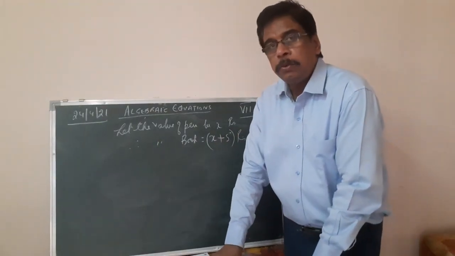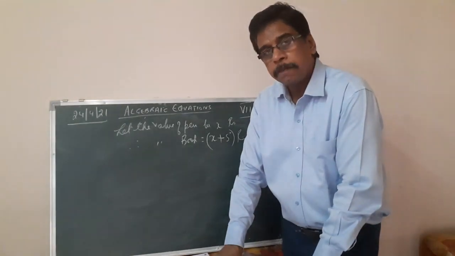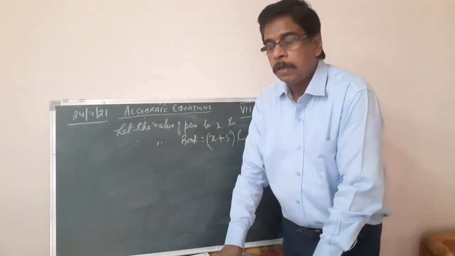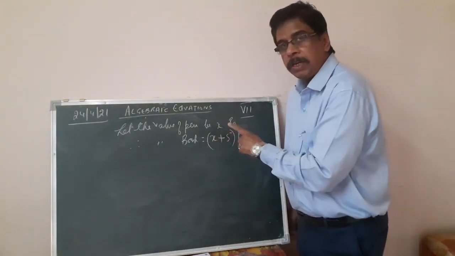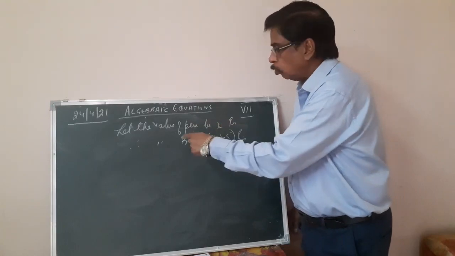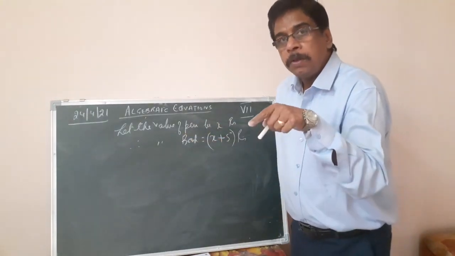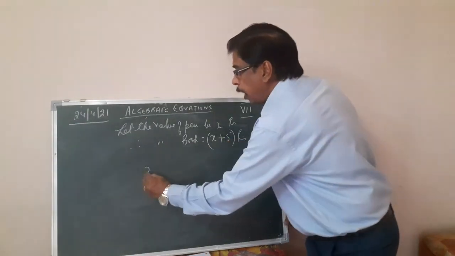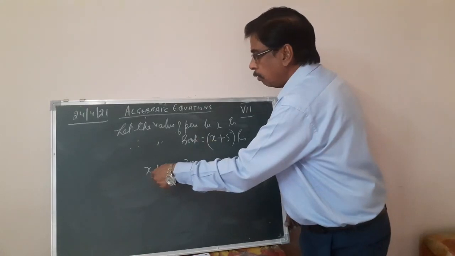And if they also tell you the value of the book is ₹20, find the value of the pen. Now the value of the book is x plus 5. We have found this by taking the value of the pen as x. So for the book we got x plus 5. Now they are mentioning that the value of the book is ₹20. So x plus 5 is equal to 20, because this is the book and this is the value.